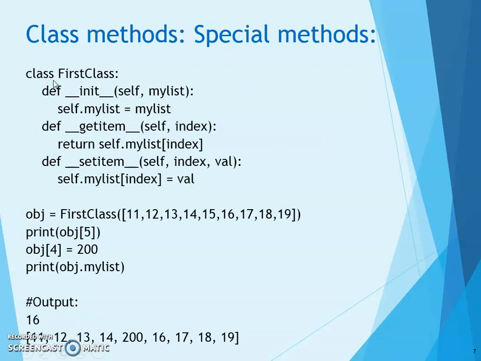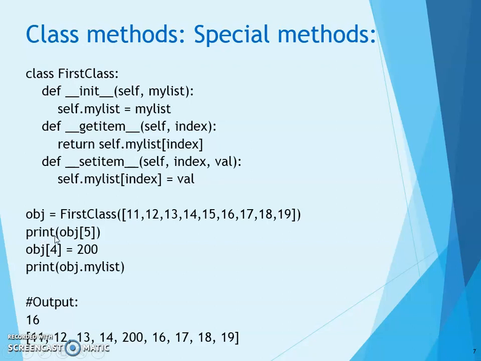So class, inside a class we have one init method, getItem and setItem. Here we are creating an object, and to the class we are passing this list of numbers from 11 to 19. So this list is initialized over here. Once this class is initialized, it will be received here as mylist, and we are initializing our self.mylist as this newly received list.